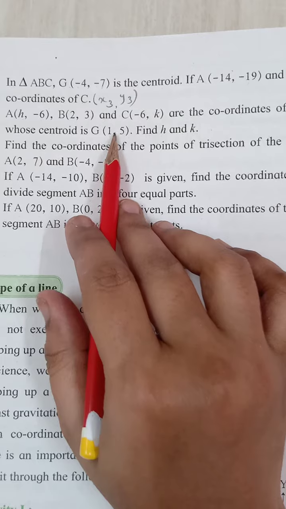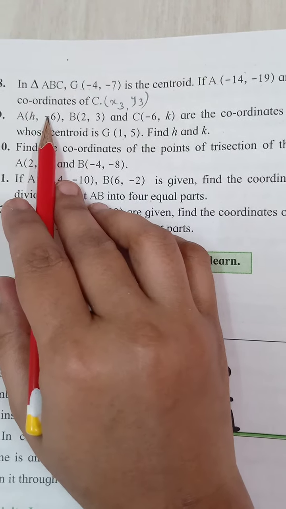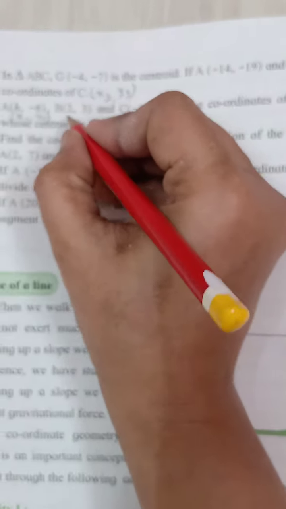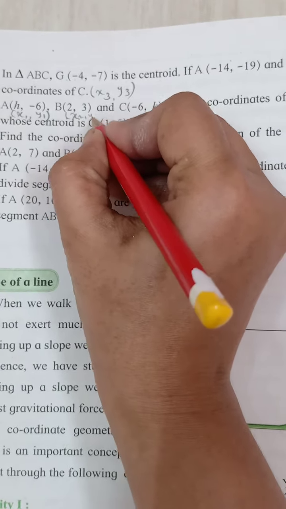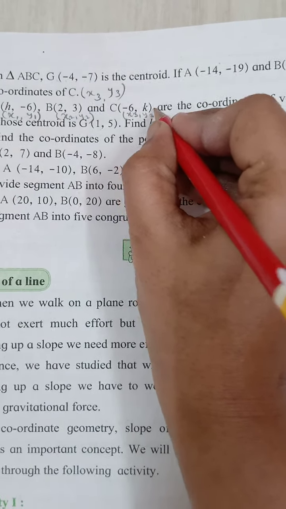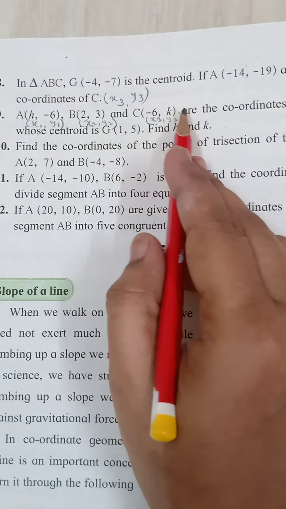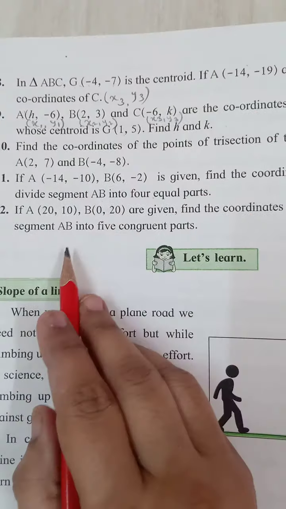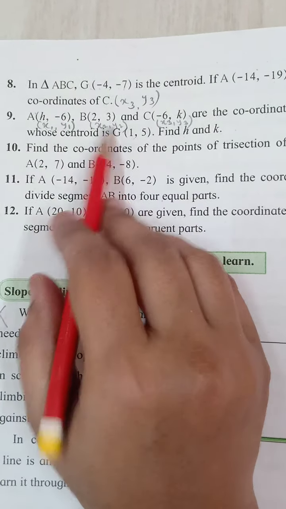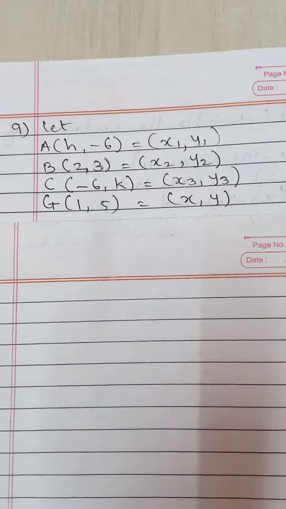So already the coordinate of the centroid is given to us. The first point is x1, y1. The second point will be x2, y2. The third point will be x3, y3. So we have to find the value of x1 as well as the value of y3. In the same way as we solved question number 8, we will solve question number 9. So I'll show you how to solve this question.